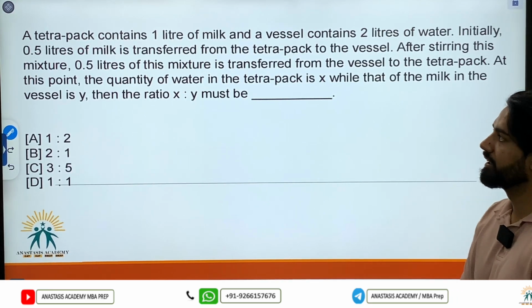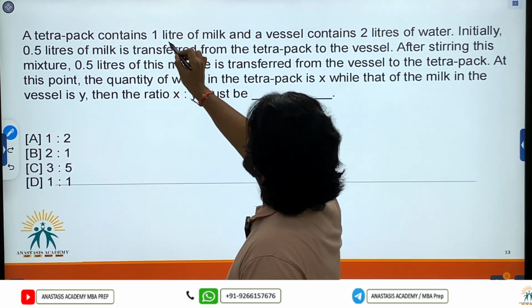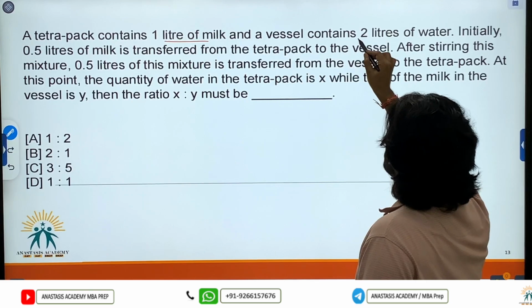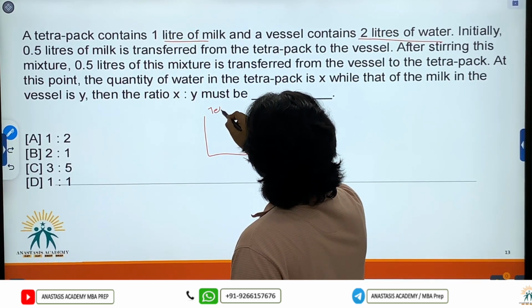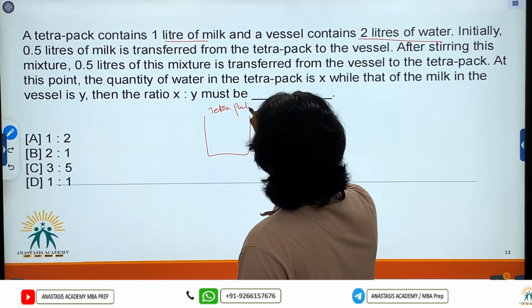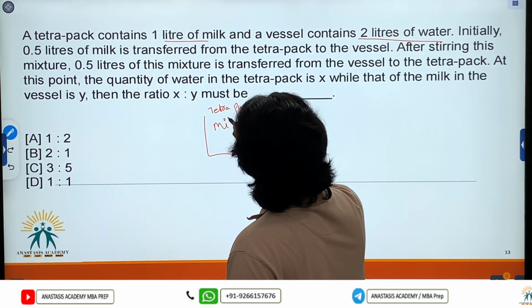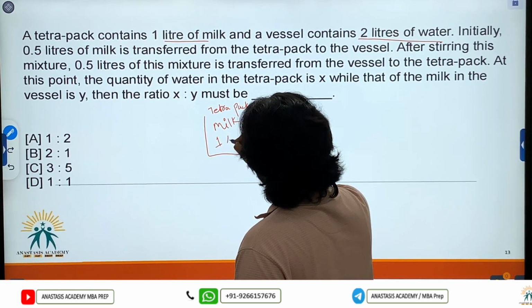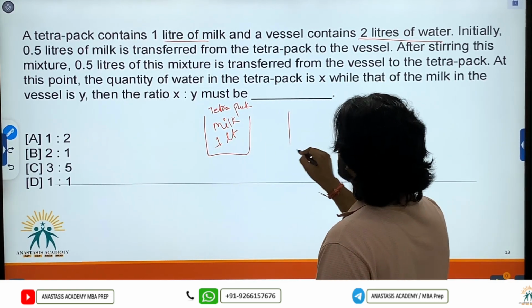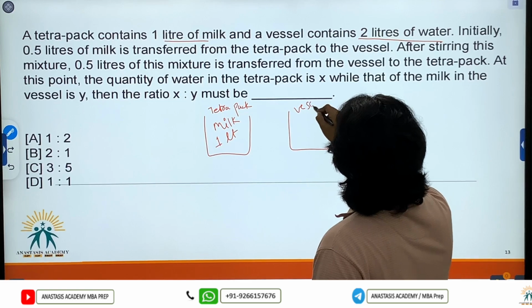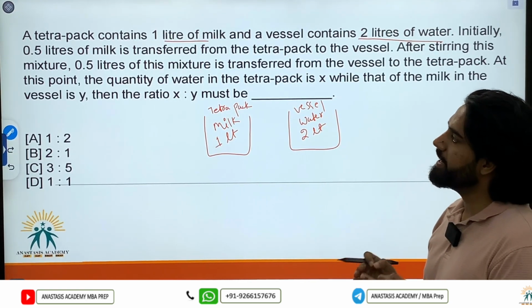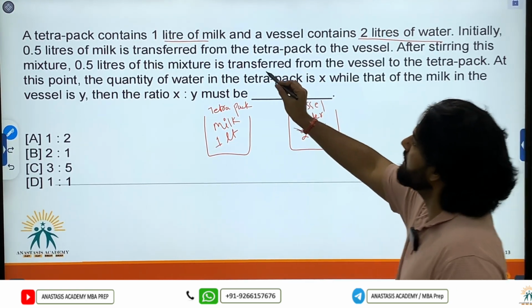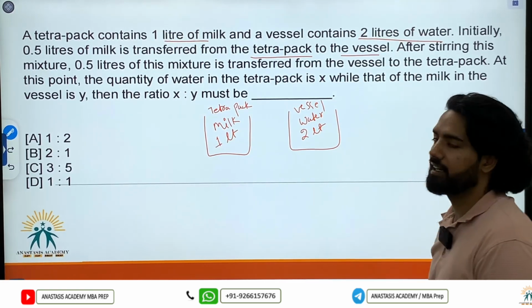Let's solve this question. A Tetra Pak contains 1 liter of milk and the vessel contains 2 liters of water, right? So it's a Tetra Pak in which milk is there, and how much milk is there? 1 liter of milk, right? And second, a vessel is given which contains 2 liters of water. Initially 0.5 liters of milk is transferred from the Tetra Pak to the vessel, right?